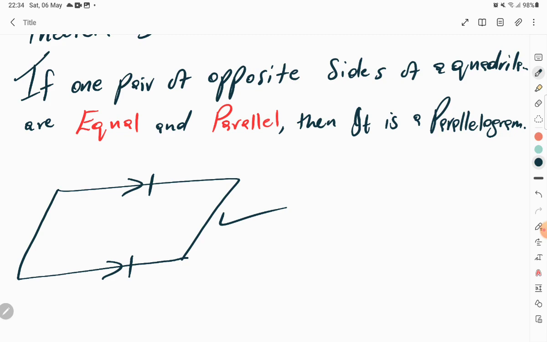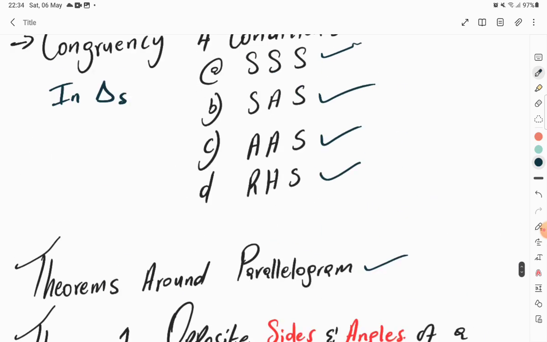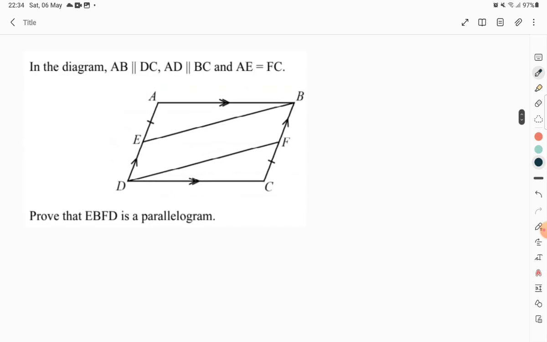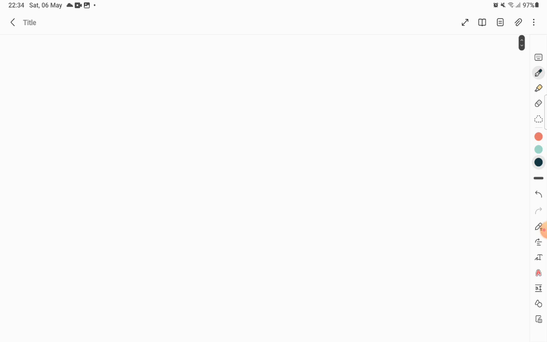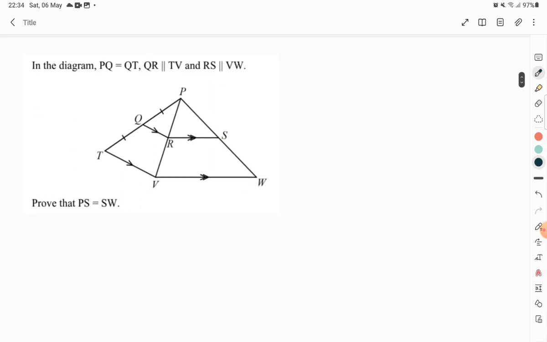So we have these three theorems around the parallelogram, and we know that each and every theorem has a converse. Which means if the diagonals bisect each other, then it is a parallelogram, or the diagonals of a parallelogram bisect each other. So it's just the theorem together with its converse. So let's do some practice by answering a few questions together.